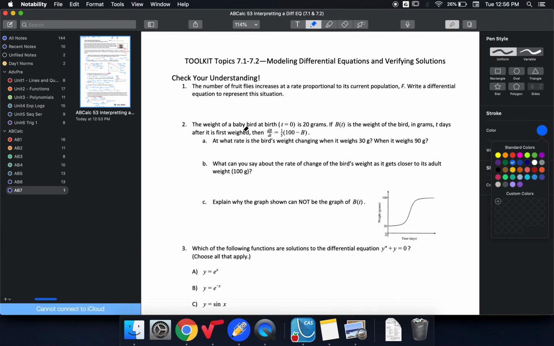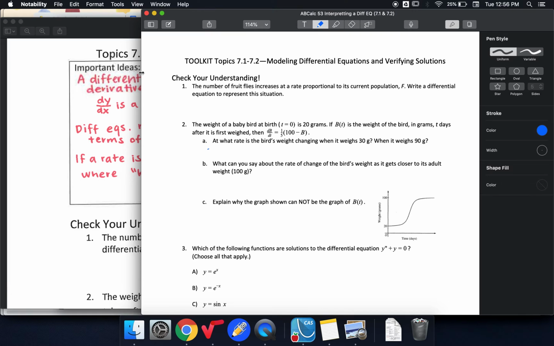We've got the weight of a baby bird initially, so when it's born, is 20 grams. B of t is the weight of the bird t days after it's first weighed. And our differential equation is proportional in terms of the weight of the bird. So at what rate is it changing when it weighs 30 grams?